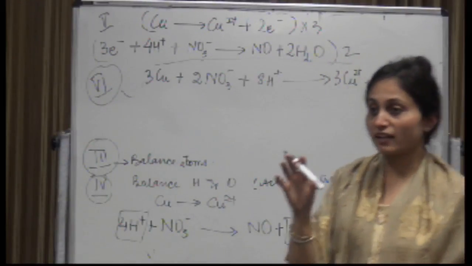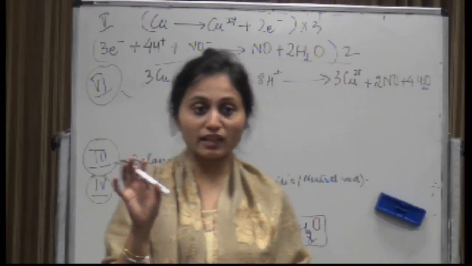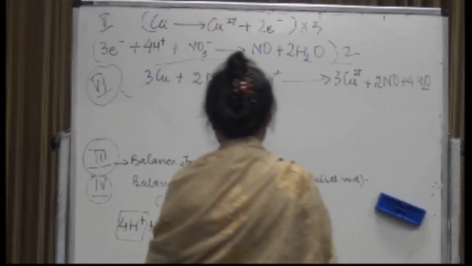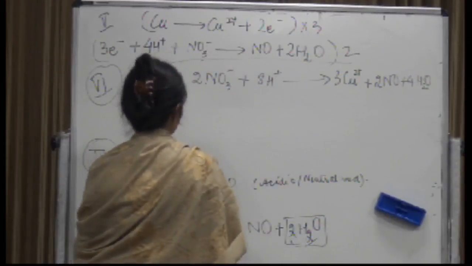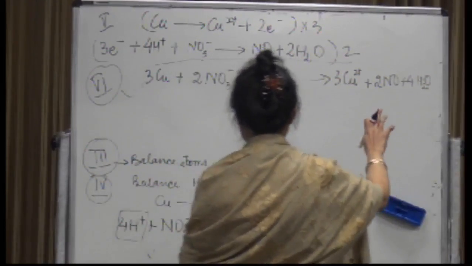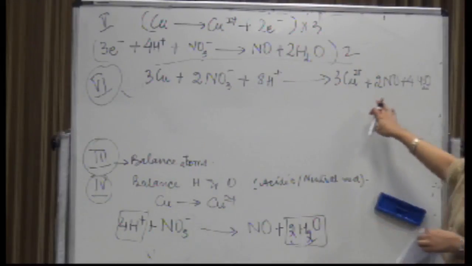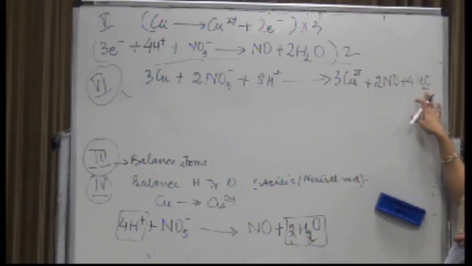अब ये spectator ions क्या होते हैं? जिन्होंने participate नहीं करा but they were present there. Okay, so let me just put it like that. Convert the ionic reaction. The final equation is like this. Let me just check. 3Cu plus 2NO3 minus plus 8H plus is giving 3Cu2 plus 2NO plus 4H2O.